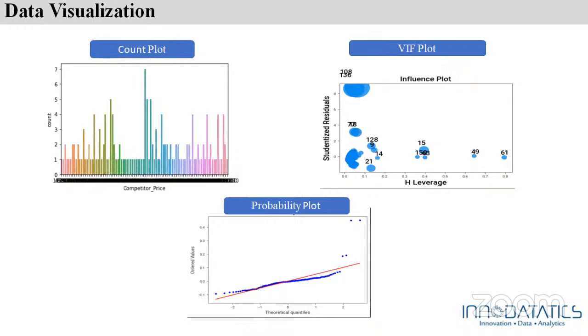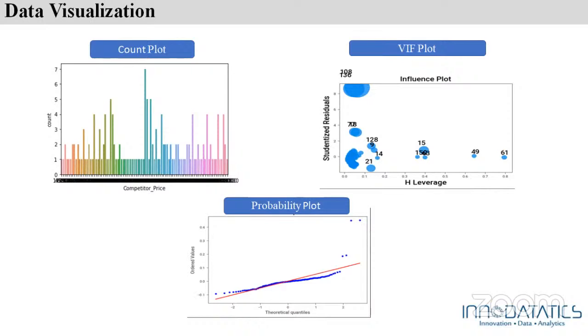On the left-hand side, we can see the count plot. A count plot shows the count of a particular value. Here we can see one of the competitor price values comes 7 times. Some are repeating 5 times and 4 times as well. On the right-hand side, we can see the VIF plot. Here, row numbers 136, 108 and 61 are influencing the prediction, so we have removed those rows from the dataset.